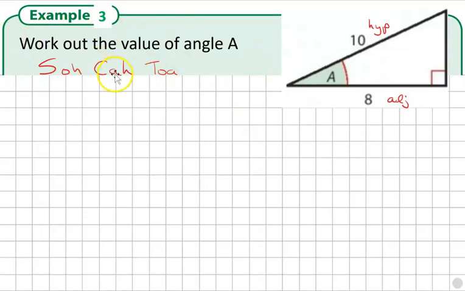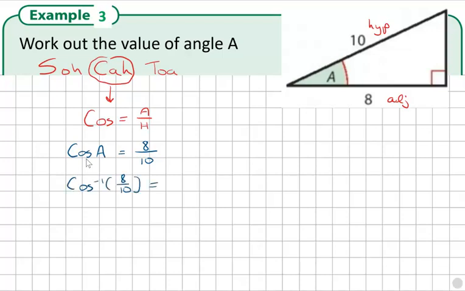So we're going to use CAH, and CAH is cos equals A over H. So it's going to be cos A equals 8 over 10. So A is 8 and H is 10. Again, we don't know the angle, so we have to use the inverse. So you press shift and cos. So you get cos to the power minus 1 and a bracket. You press the fraction button, input 8 over 10 and close the bracket. And you should get 36.8698, which rounds off to 36.9 degrees.